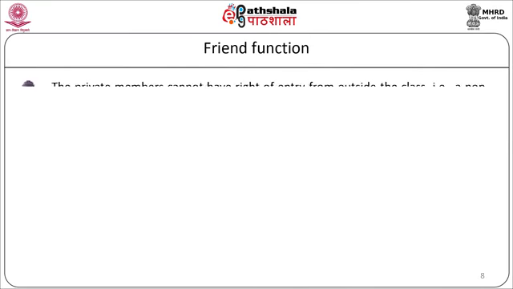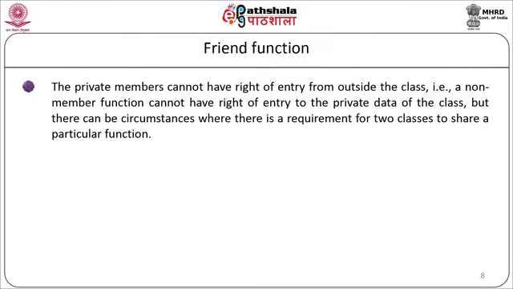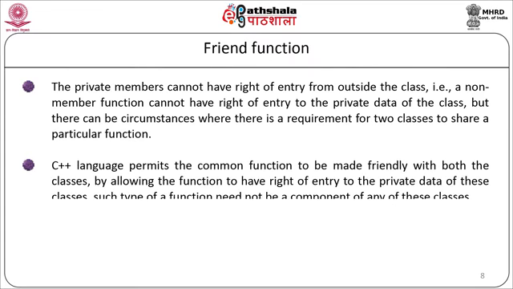The private members cannot be accessed from outside the class. That is, a non-member function cannot have access to the private data of the class. But there can be many situations when we need to access this private data. The C++ language permits a common function to be made friendly with both classes, or more than one class, by allowing the function to have access to the private data of the class. Such a function need not be a member of that particular class.